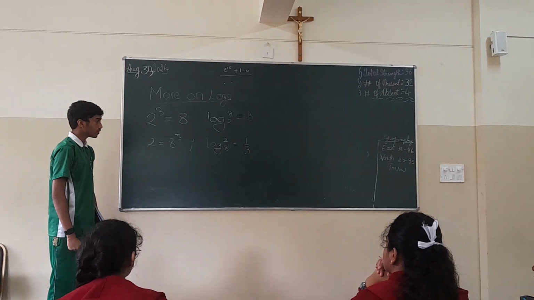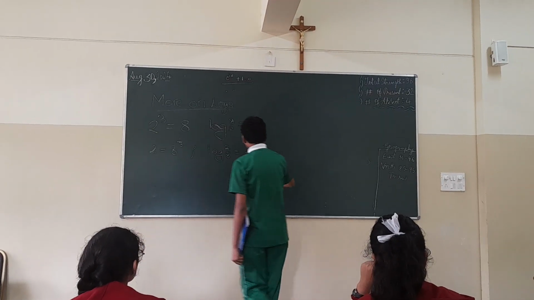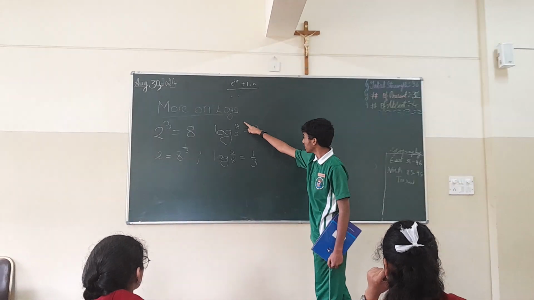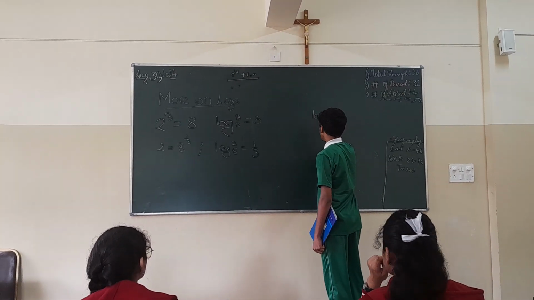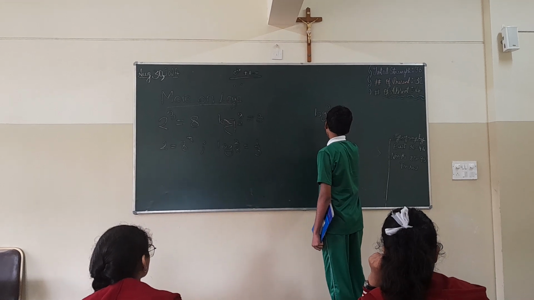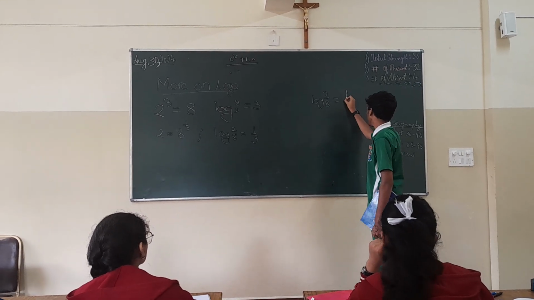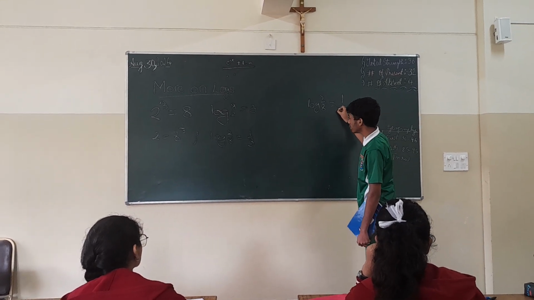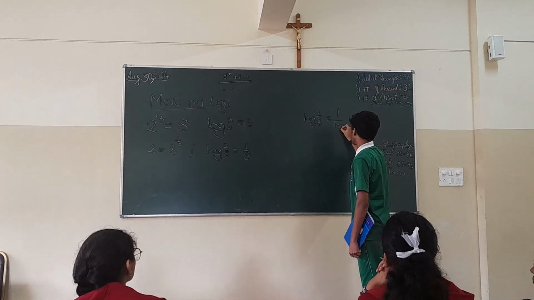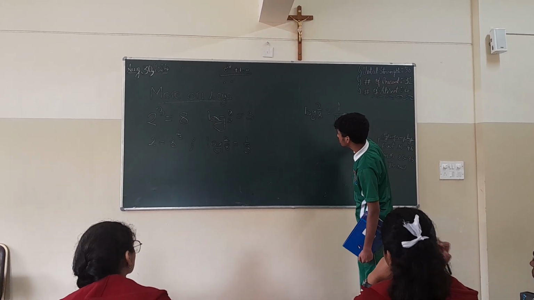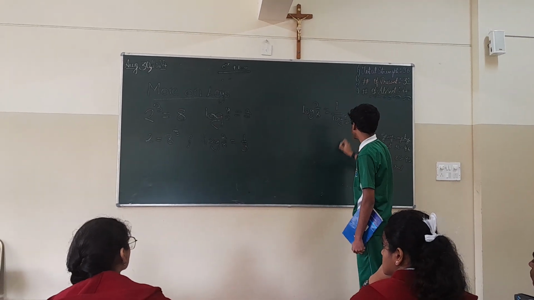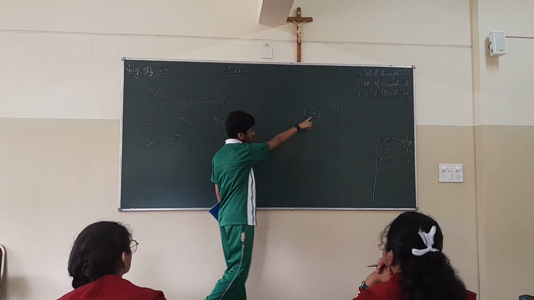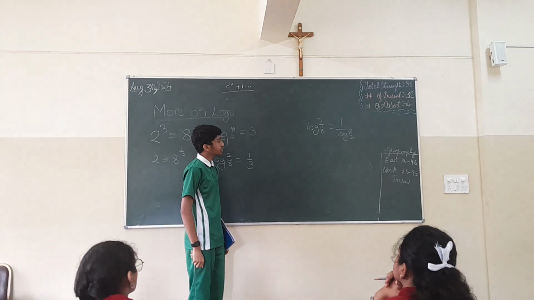Interchange of base. Last time we did not. What can 3 be written as? Log 8 to the base 2. So, log 2 to the base 8 is equal to 1 divided by log 8 to the base 2. You can see the base and the answer have been interchanged.